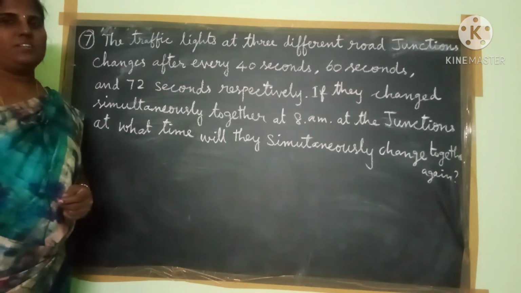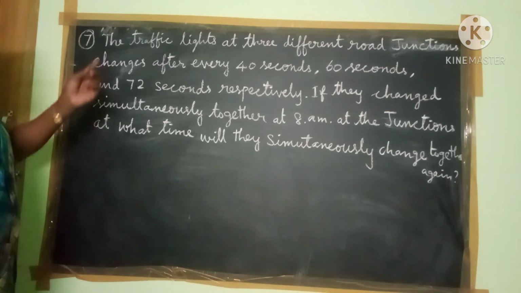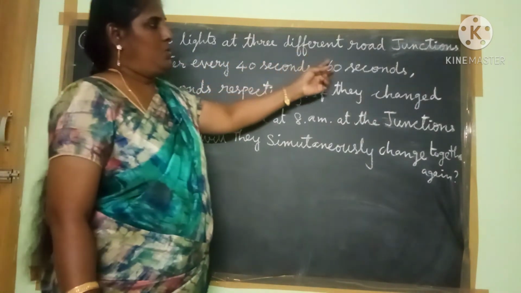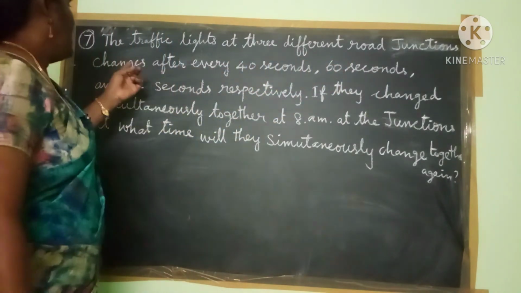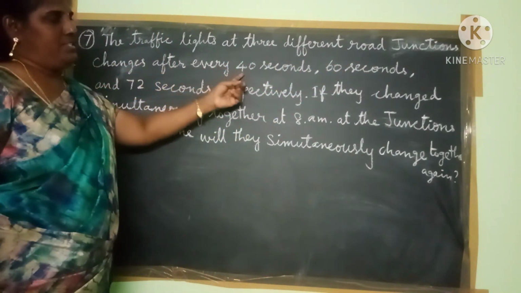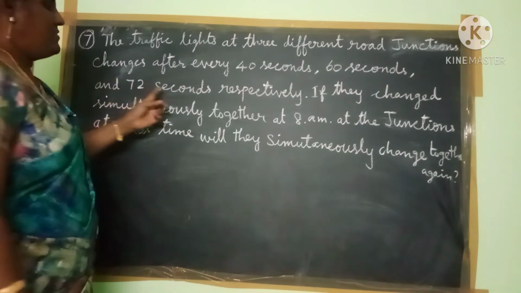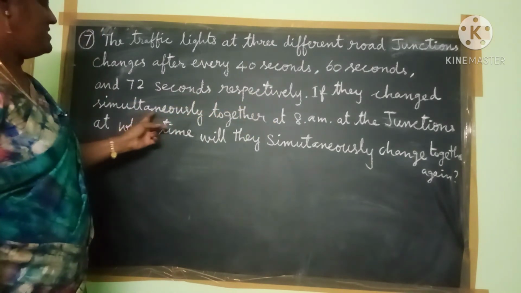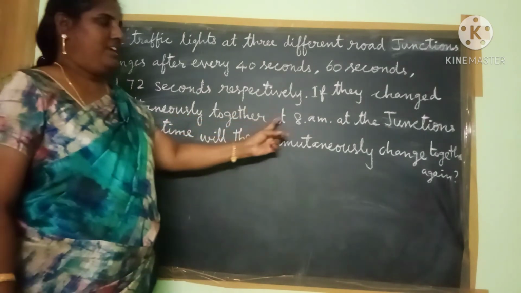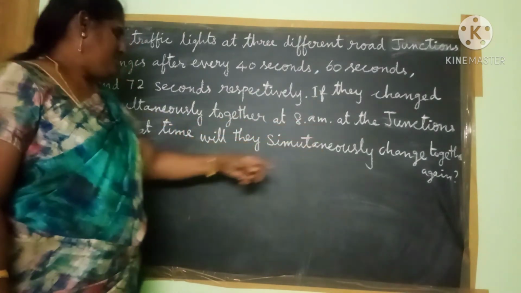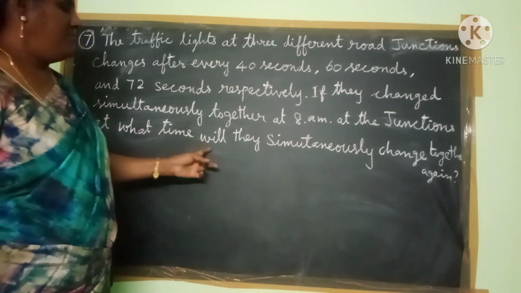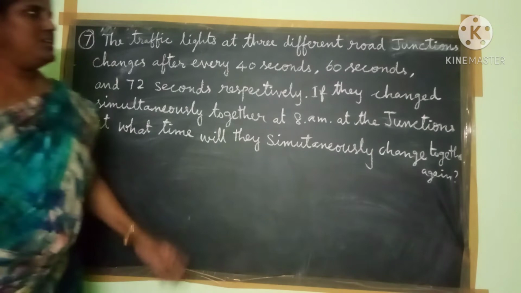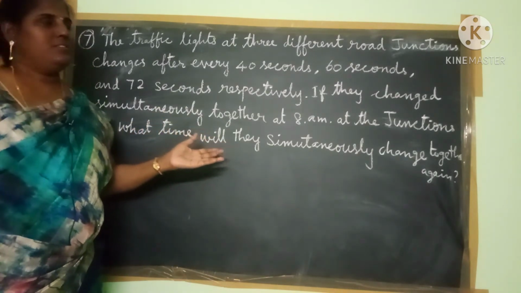Okay children, let us see the next 7th one. The traffic lights at 3 different road junctions change after every 40 seconds, 60 seconds and 72 seconds respectively. If they change simultaneously together at 8 a.m. at the junctions, at what time will they simultaneously change together again? See, in this sum what is given?